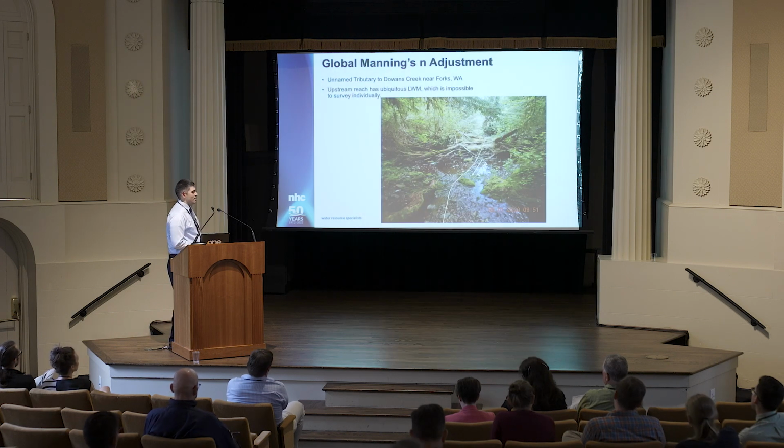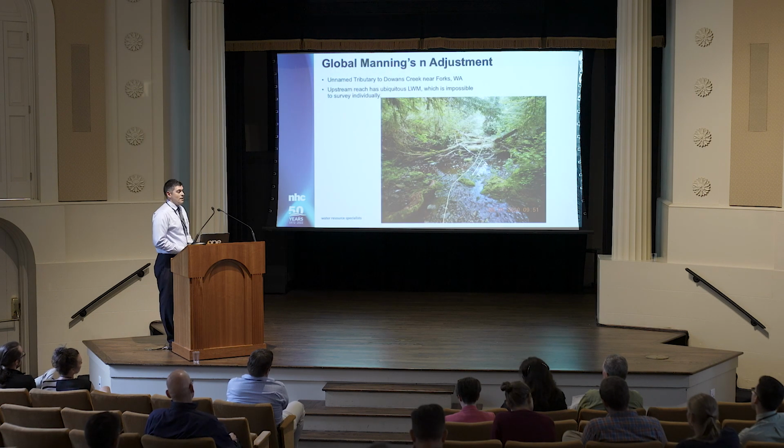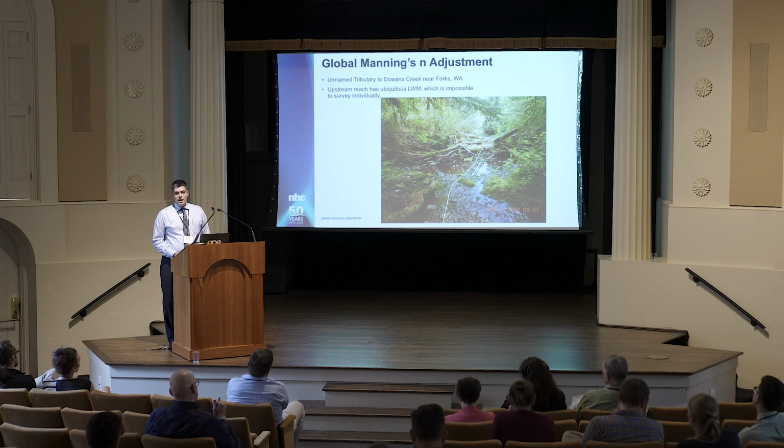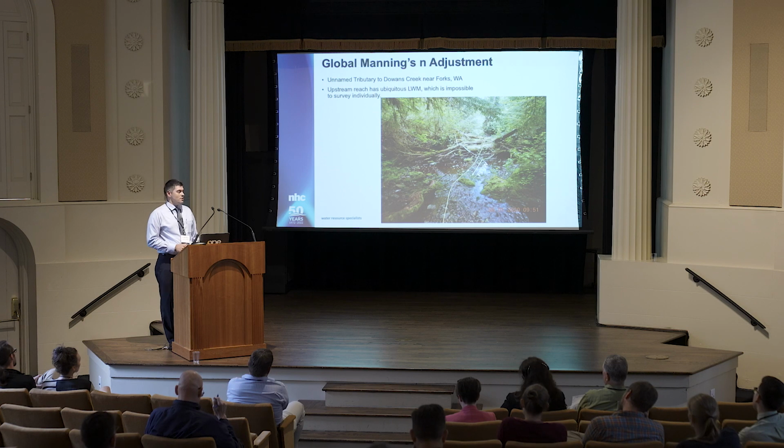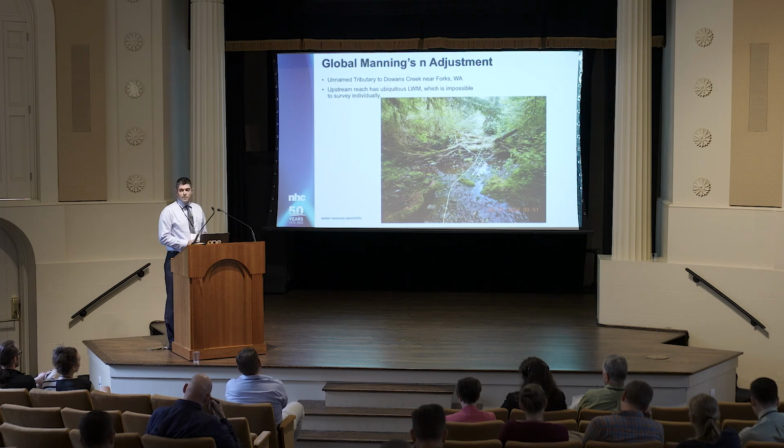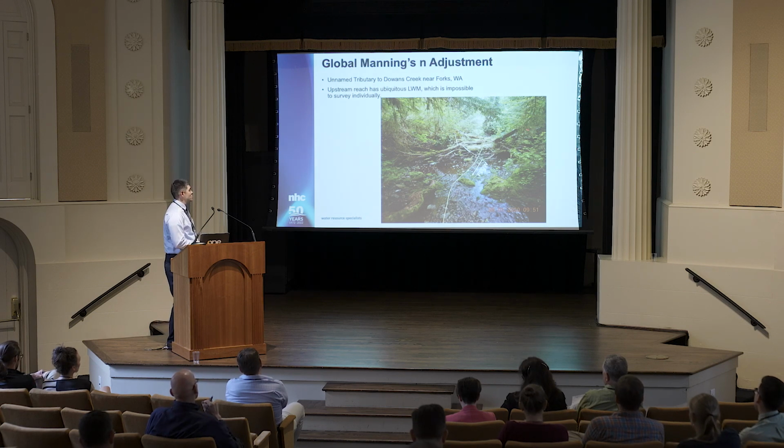So when is this method really good to use? Really when you want to treat a stream reach, in some ways, as a black box. So for instance, in this unnamed tributary of Downs Creek, you see how the stream looks. There are massive quantities of wood and basically they're covering the stream. In this case, it was impossible to go and survey every little piece of wood.